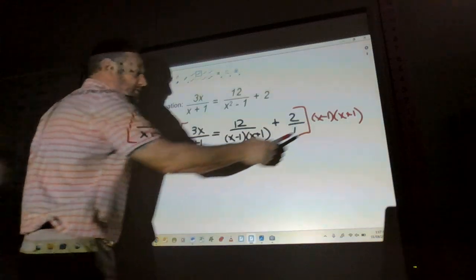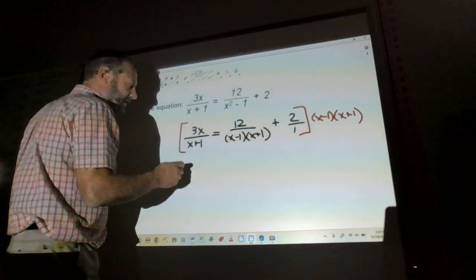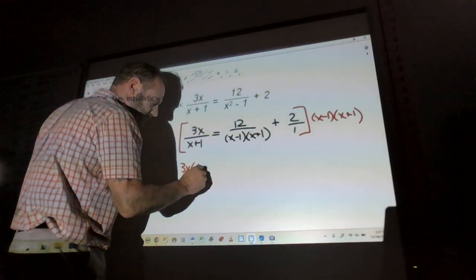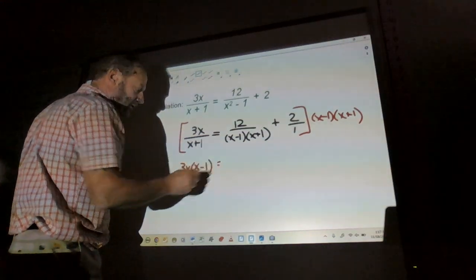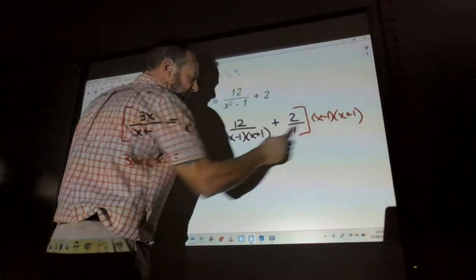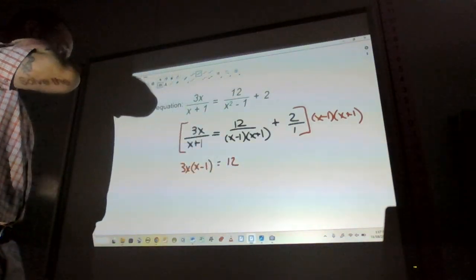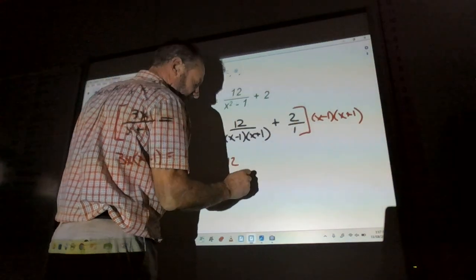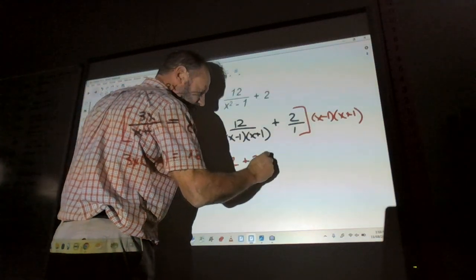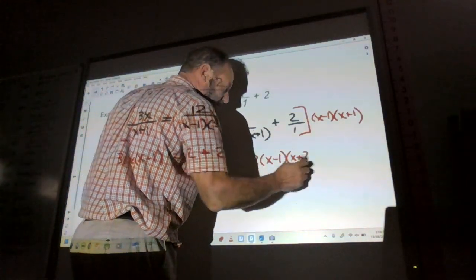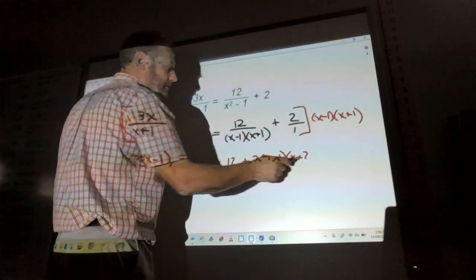Okay, so this cancels out that, leaves me with 3x times x minus 1 equals. Both of these cancel both of these, just leaves me with 12. Okay? Nothing gets canceled here, so I get 2 times x minus 1, x plus 1.